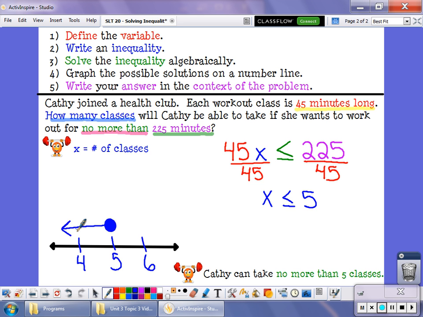So remember, the 5 steps you need when you're solving an inequality: define your variable, write your inequality, solve the inequality, graph your solutions, and then write your answer in the context of your problem.